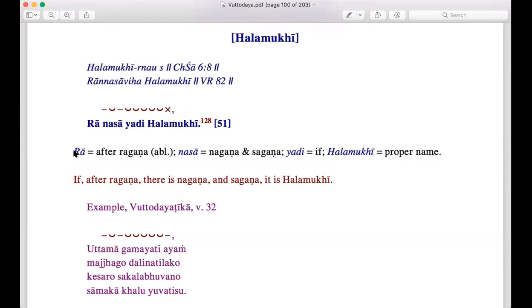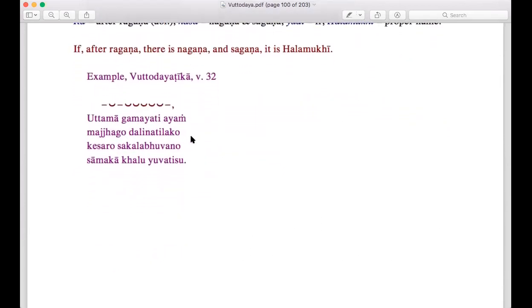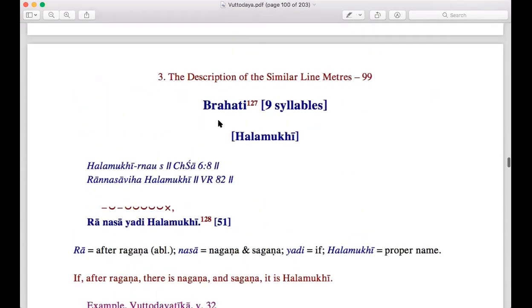Here also, as Dr. Ryan mentioned before, this should be kept as Ro, like Ro Nasahayadi Halamukhi. That is also correct. But here also we can observe that the author has followed Vuttaratnakara, where it's Ran Nasaviha Halamukhi. The reason is that in Vuttaratnakara it's in that form. An example is there from Vuttodaya Tika: Uttama gamayati ayang majjago dalina tilako kesaro sakala bhuano samaka kalu yuvatisu. That is the example for Halamukhi verse. Are there any questions?